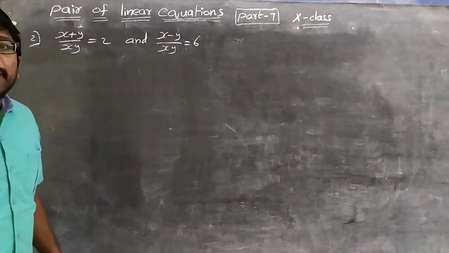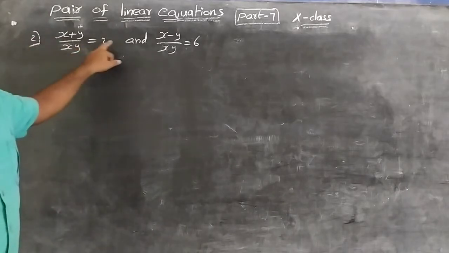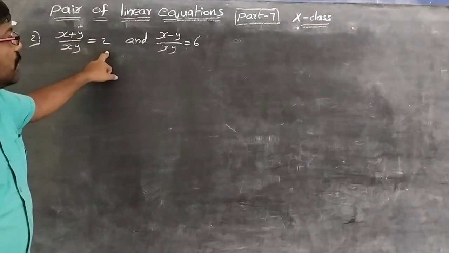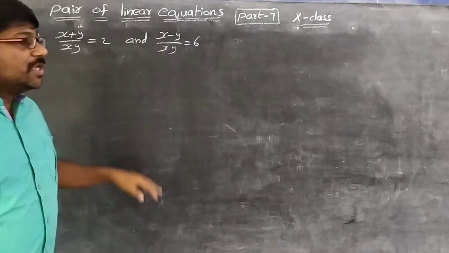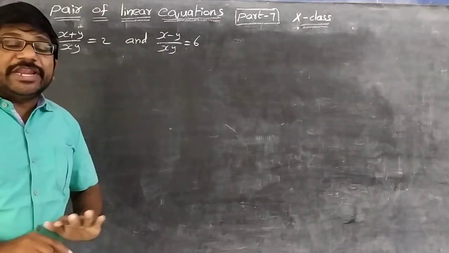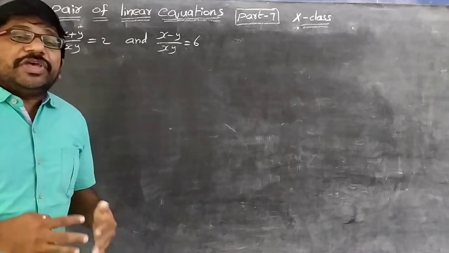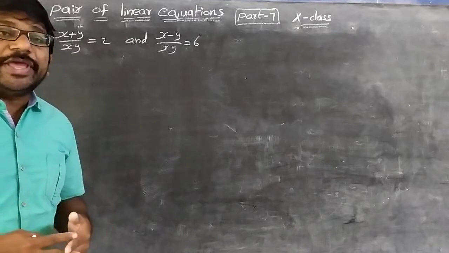Yes, next problem, observe carefully. Solve the pair of equations (x plus y) by xy is equal to 2 and (x minus y) by xy is equal to 6. So it is not a pair of linear equations, but we can reduce into linear equations in two variables, right?